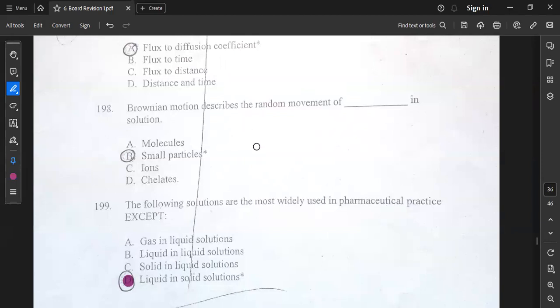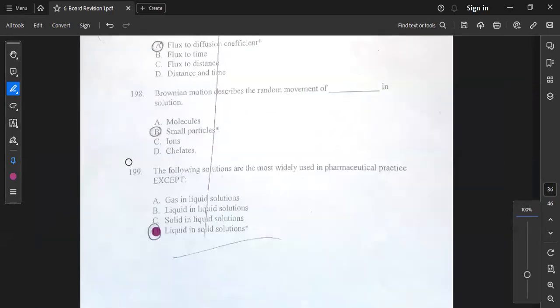Brownian motion describes a random movement of dash in a solution. Molecules, small particles, ions, or cliques. Small particles.